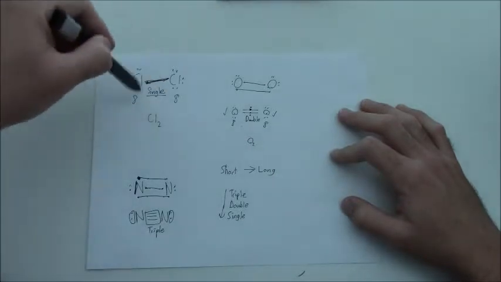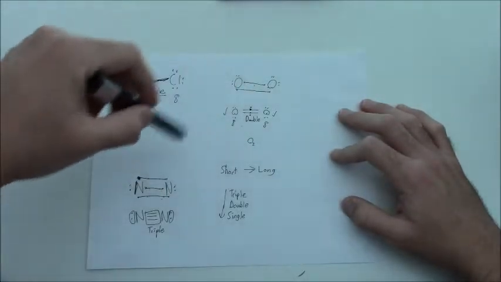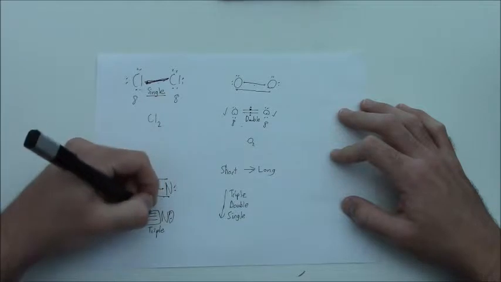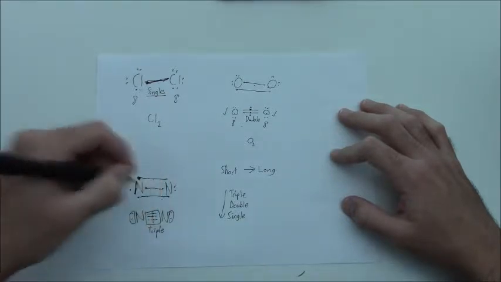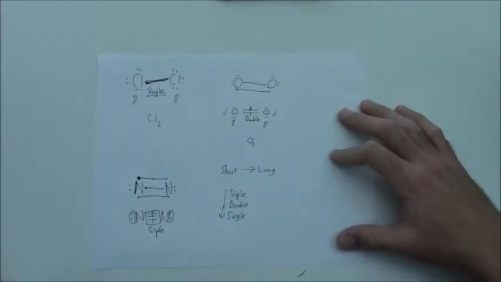So these are all non-polar bonds right here, because they're between the same 2 atoms. So here the electrons will be shared equally, and the electrons would be shared equally here. But that's not always the case.